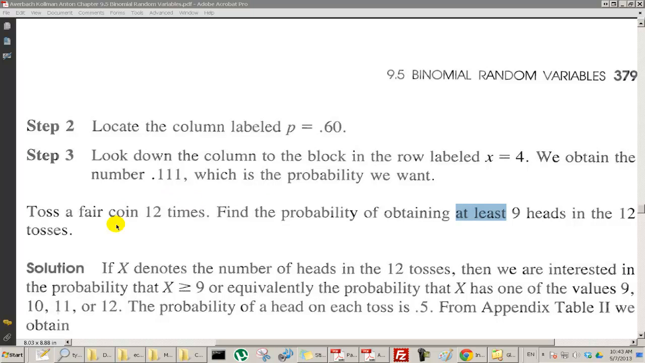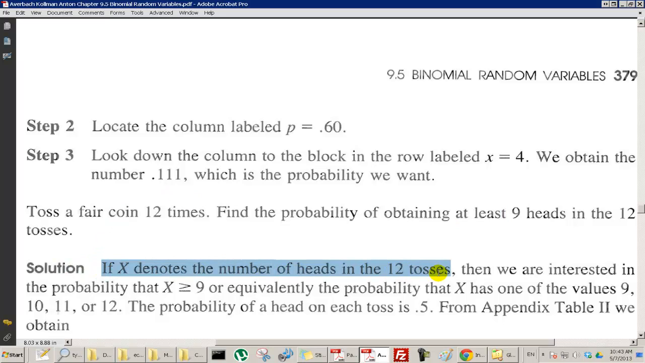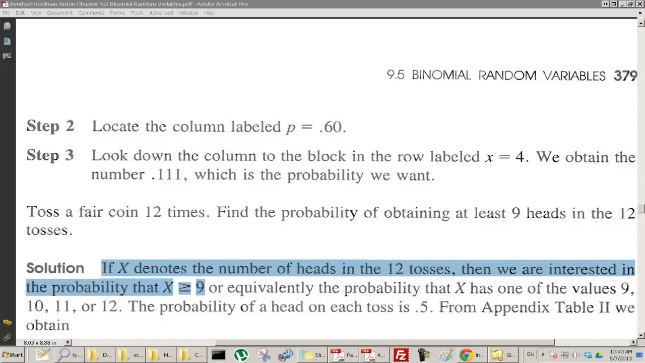So they say the solution is, if x denotes the number of heads in 12 tosses, we are interested in the probability that x is greater than or equal to 9. So before we were interested in x equal to 9, for example. Now we're interested in the probability that x is greater than or equal to 9, or equivalently, the probability that x has one of the values either 9 or 10 or 11 or 12. The probability of a head on each toss is 0.5.